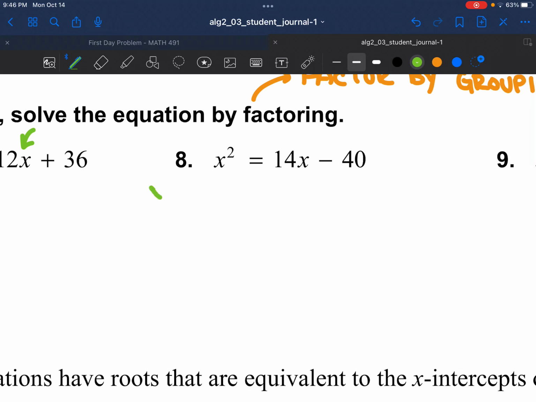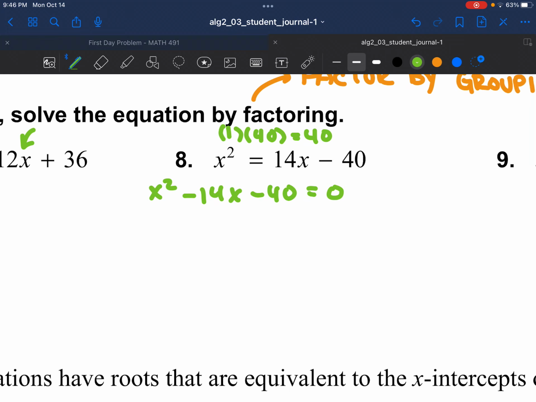All right, let's go ahead and do this next one. We're going to start by rearranging. So we have 0 equals x squared minus 14x minus 40, or x squared minus 14x minus 40 equals 0. 1 times 40 is equal to 40. And let's now think of the factors of 40 that add up to be 14.